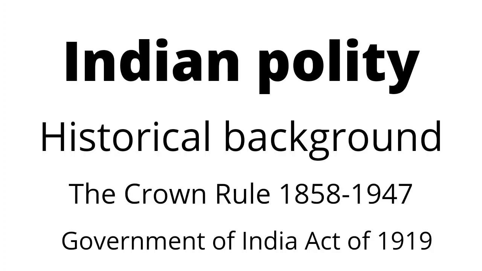2. It further divided the provincial subjects into two parts, transferred and reserved. The transferred subjects were to be administered by the governor with the aid of ministers responsible to the legislative council. The reserved subjects, on the other hand, were to be administered by the governor and his executive council without being responsible to the legislative council. This dual scheme of governance was known as the diarchy, a term derived from the Greek word diarke, which means double rule. However, this experiment was largely unsuccessful.